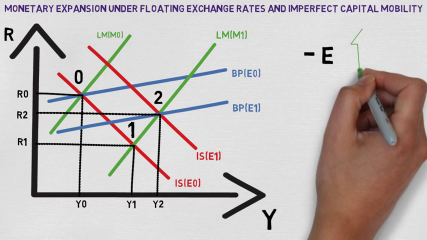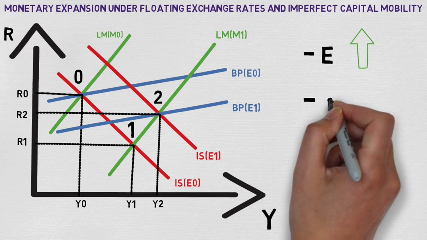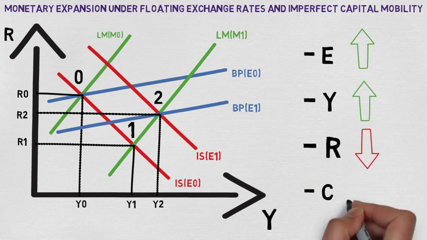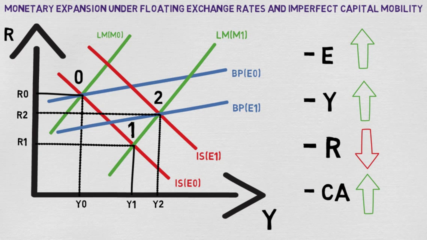So overall, we have seen a depreciation in the nominal exchange rate, an increase in the level of income, a fall in the real interest rate, and an improvement in the current account.